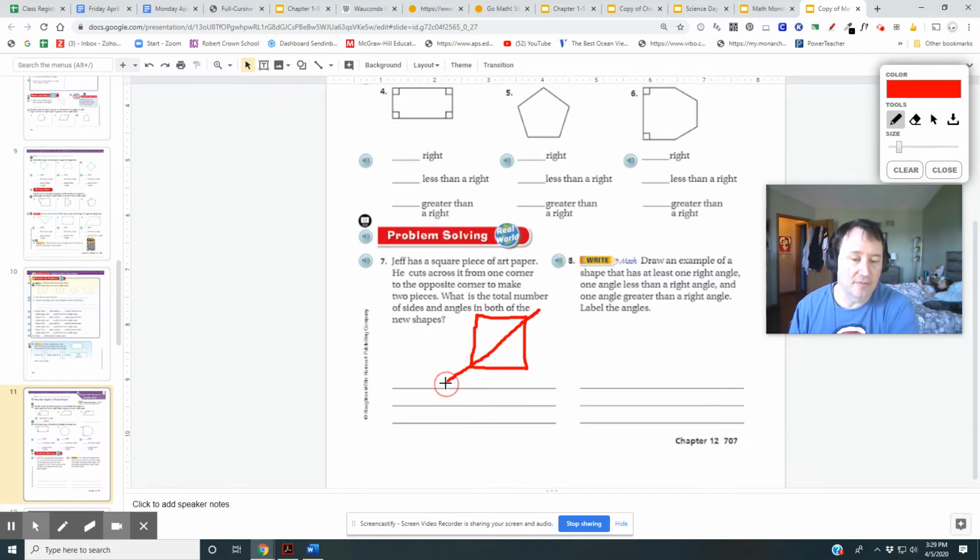And he cut it, so I would have basically two triangles. So what's the total number of sides and angles in both of the new shapes? So 1, 2, 3. That's one shape. And then if I separated that one, I would see a shape that looked like this. So 1, 2, 3. So there are 6 sides, and that means there would be 6 angles.